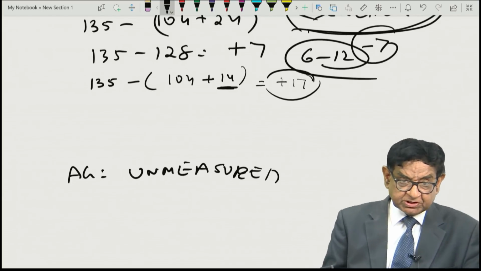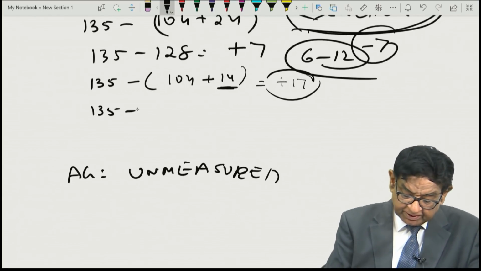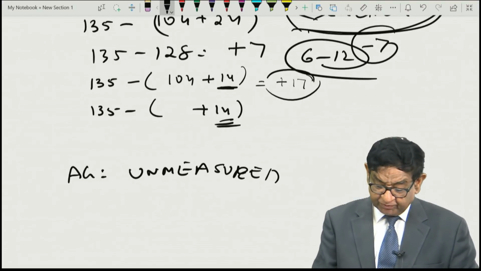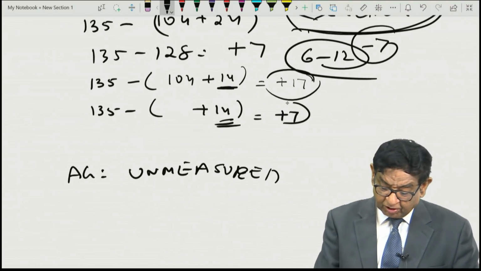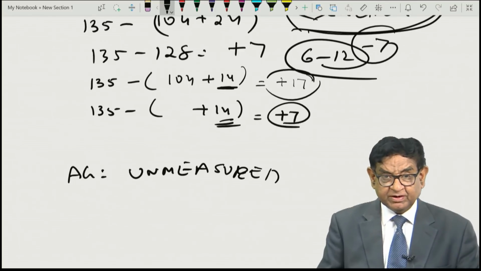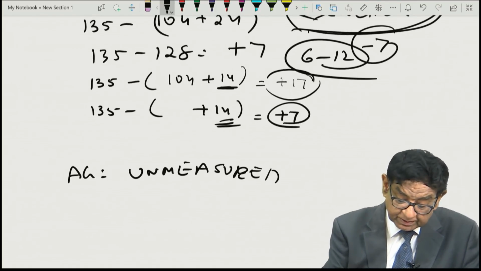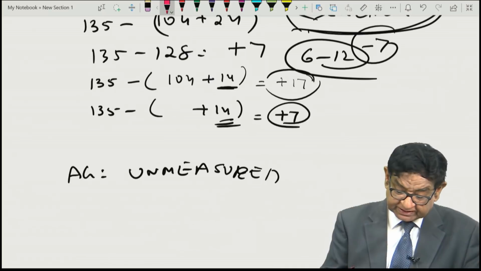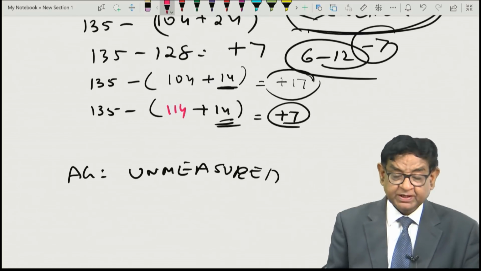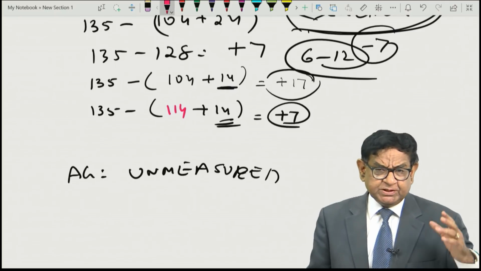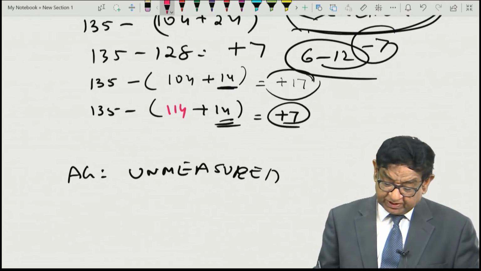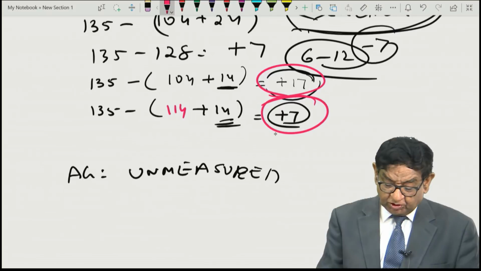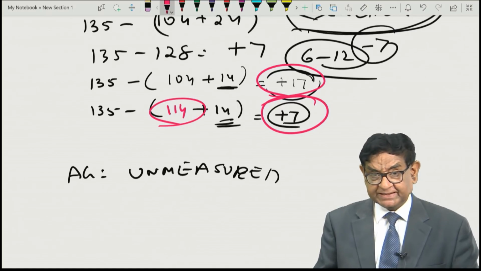Now I have one more situation. 135 minus 14. Patient has metabolic acidosis. But I want anion gap to remain normal. Is it possible? Write down the answer. Is it possible to have normal anion gap? Yes, if chloride becomes 114. So we have normal anion gap. It means what? We have 2 types of metabolic acidosis. One with increased anion gap and other is normal anion gap. And this is also known as hyperchloremic metabolic acidosis.